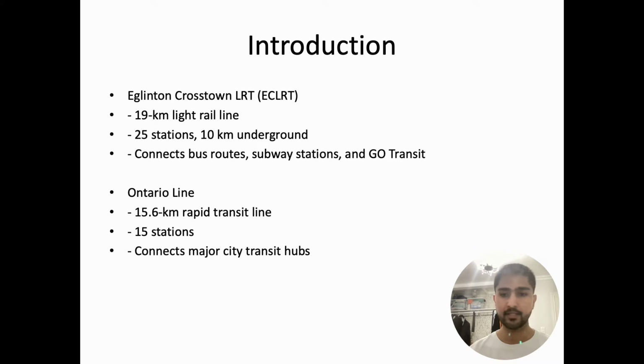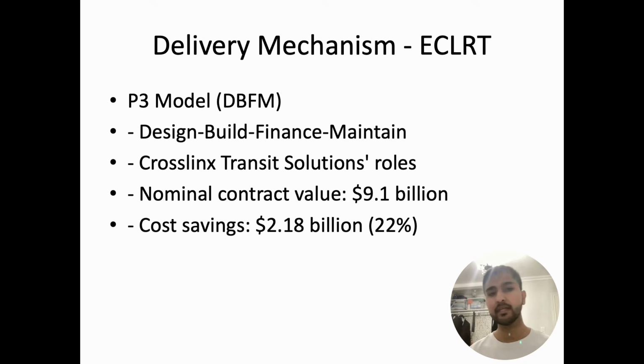The Ontario Line is a planned 15.6 km rapid transit line intended to further improve Toronto's public transportation network. The key feature of this project is that this line will have 15 stations running from Exhibition Place in the west to the Ontario Science Centre in the northeast, linking major cities and transit hubs. The objective of the Ontario Line project is to meet the growing transportation demand of Toronto's population and improve connectivity across the city. Now talking about the delivery mechanism in the ECLRT.